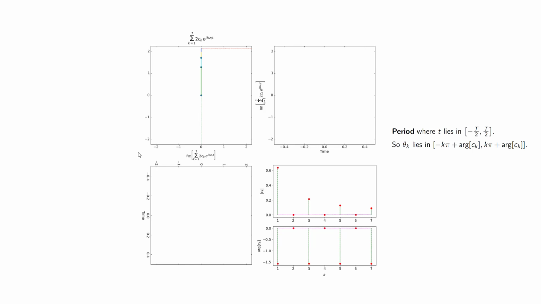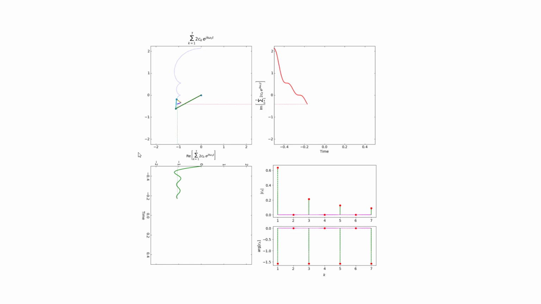So for instance, if you take the third harmonic, the starting argument will be minus 3 pi minus pi over 2, and at the end you'll have an argument of 3 pi minus pi over 2. So this rotating vector will do a full rotation 3 times. If you take harmonic 5, it will have 5 full rotations, and so on. And let us now have a look at the animation.